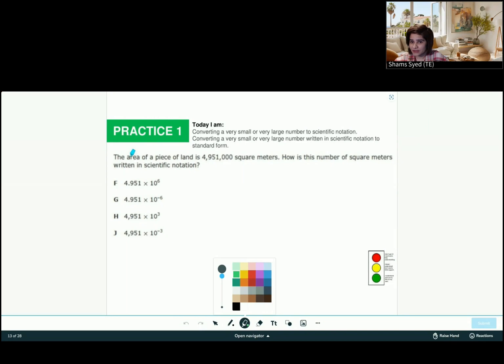The area of a piece of land is 4,951,000. Some of these numbers are a little hard to read because there are too many digits. Square meters. How is this number of square meters written in scientific notation? Right? They want to write it in scientific notation. Remember, in scientific notation, there are certain rules that we want to follow.